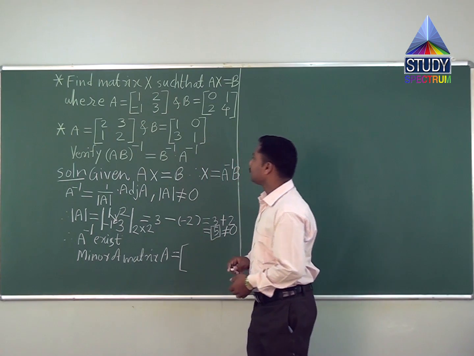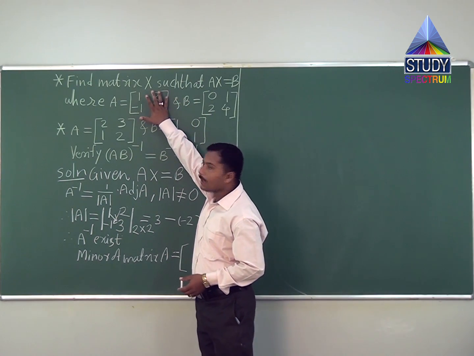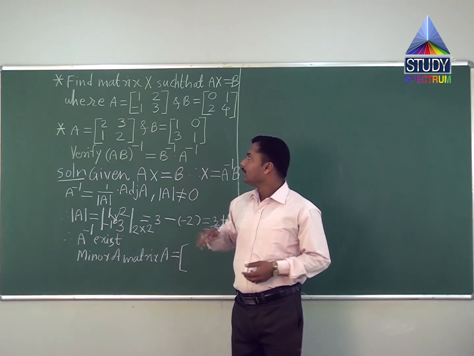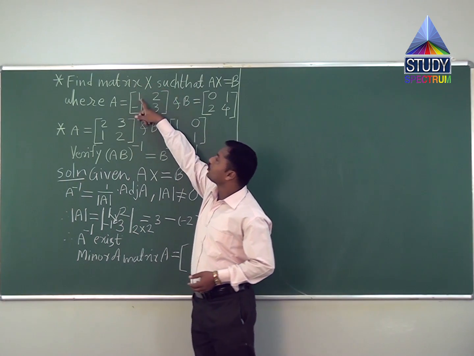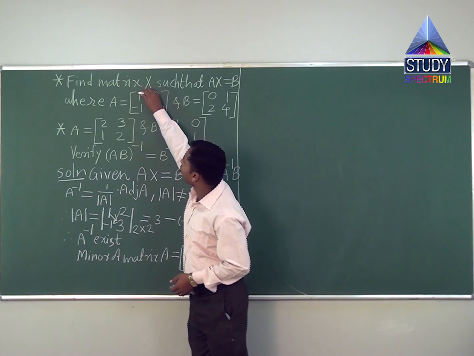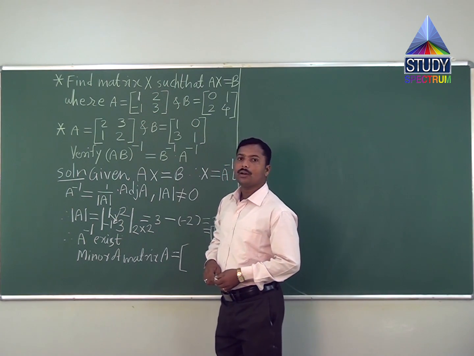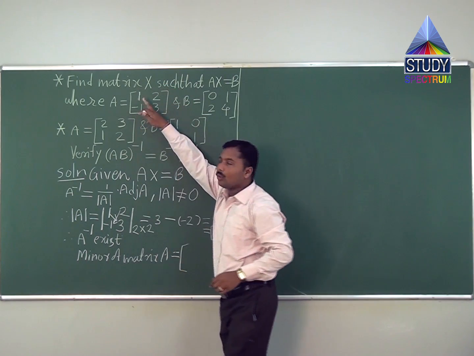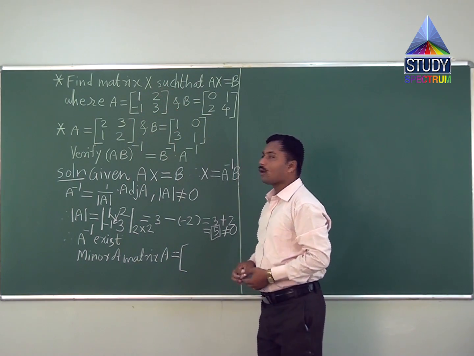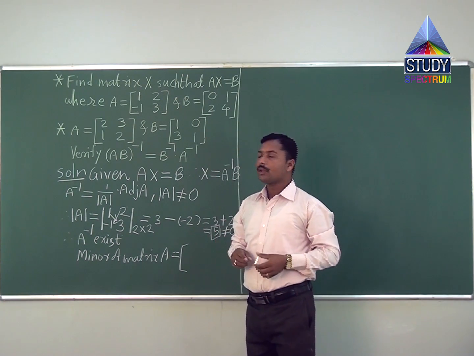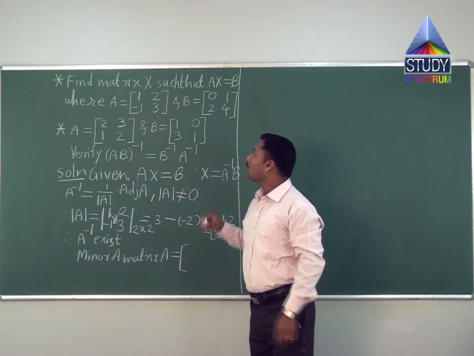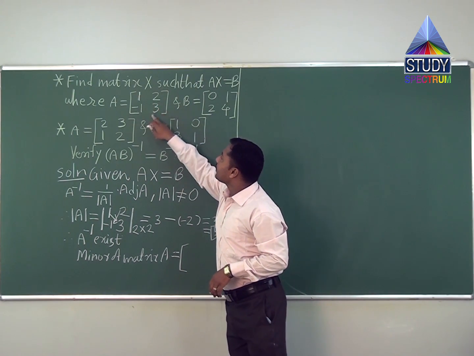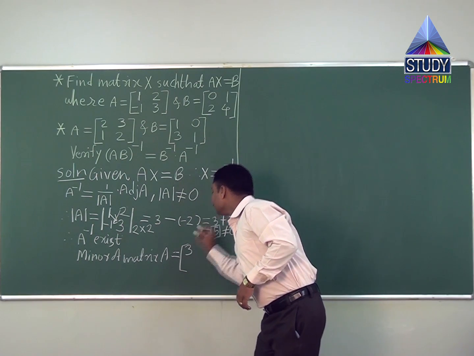So how is minor found? Here is the given matrix A. Minor is nothing but the determinant obtained by deleting the column and row passing through that number. So for 1, we delete the row and column passing through this number 1. What remains? 3. So we take the determinant of 3, which is a first order determinant. A first order determinant is expanded by its number itself. So the determinant of 3 is itself 3.